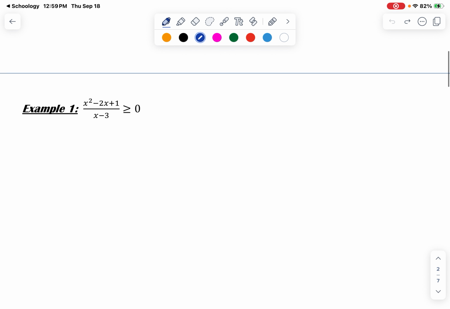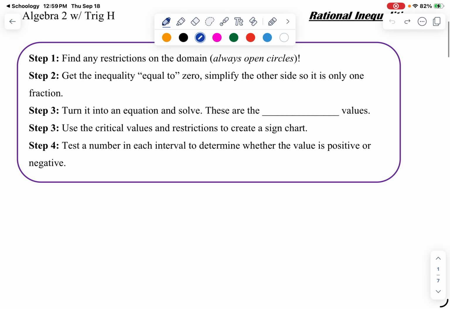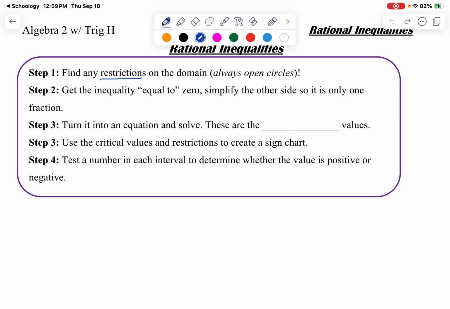So rationals have denominators, and we know that a denominator cannot be equal to 0. So what we have to do is find any restrictions. That's what they're called on the domain, okay? So restrictions are what x cannot be equal to. Since they cannot be equal to that, they will never be included in our solution set. So they should always be open points, okay? So we're never going to include those.